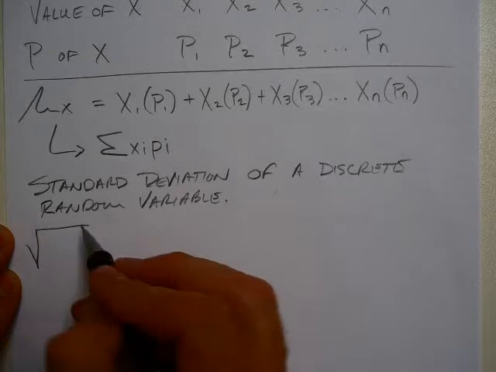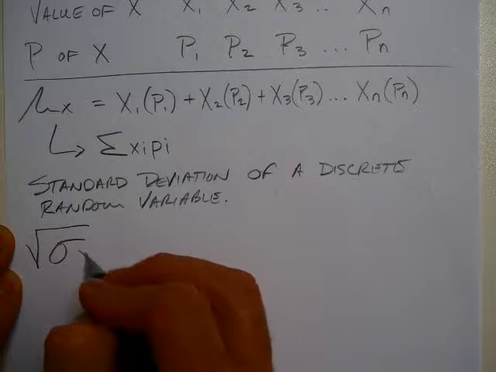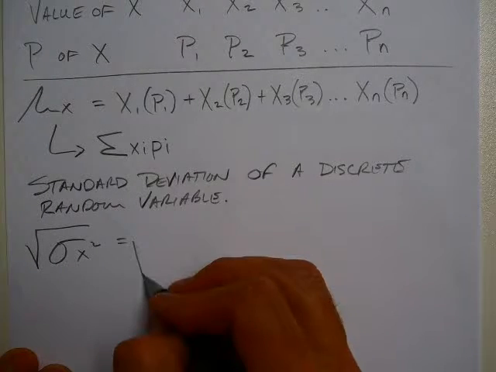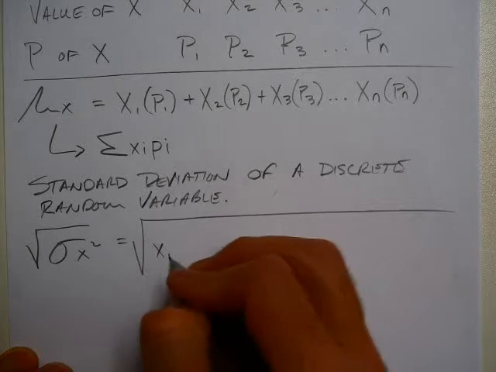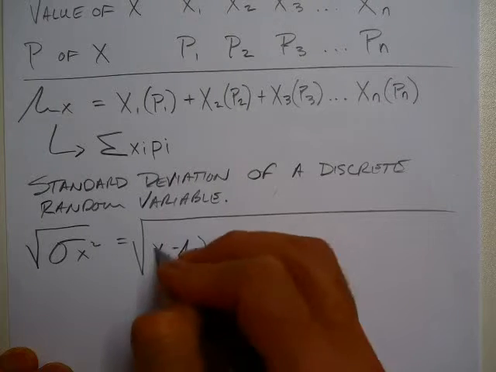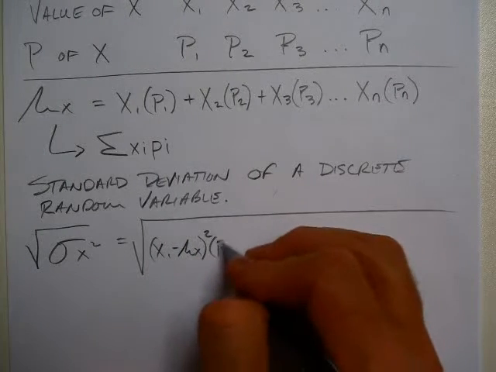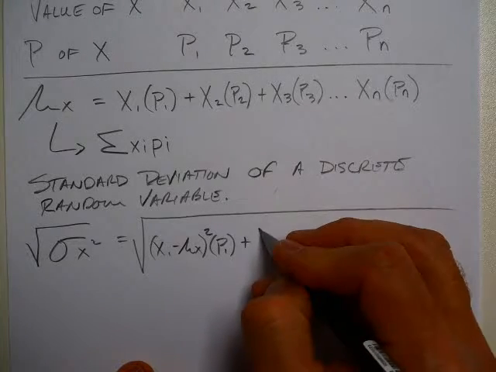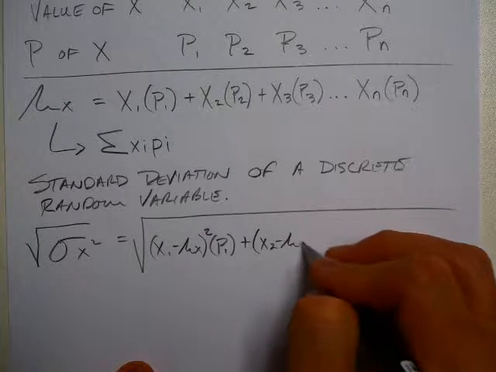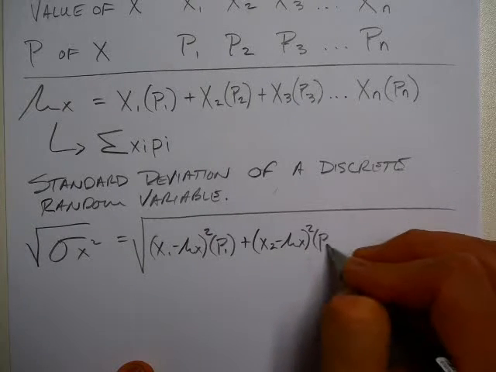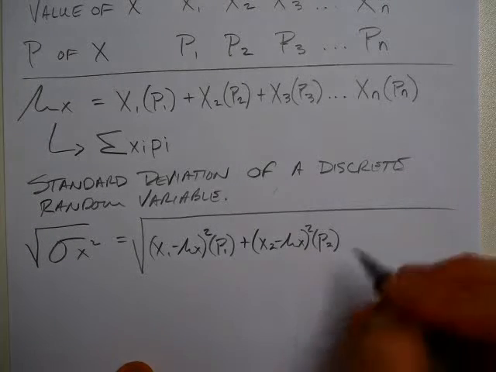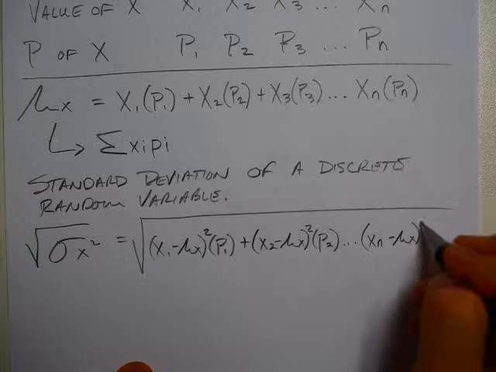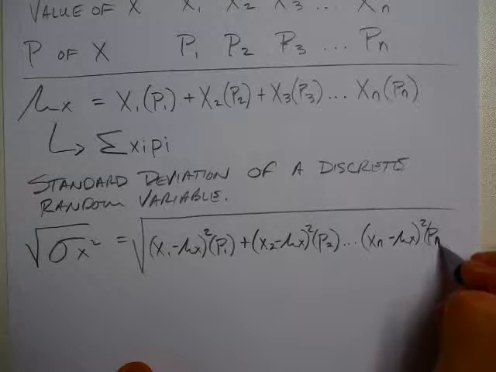It is the square root of sigma x squared. So what that looks like is this. The square root of x1 minus mu sub x, quantity squared, times the probability of that first event happening, plus x2 minus mu sub x squared times the probability of that event 2 happening, until we get to x to the nth term minus mu sub x squared times p to the nth probability.